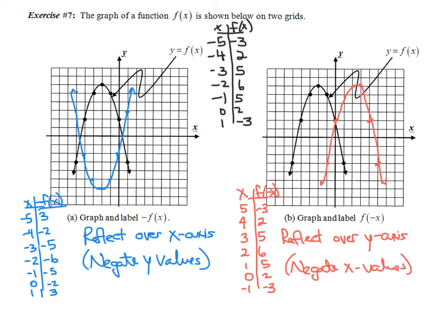Welcome back. Let's look at part A first of all. You'll notice that the blue graph is the reflection of the original graph over the x-axis. We created the new table of values by negating each of the y values. Looking at part B, the red graph is a reflection over the y-axis. We negated the x values to create our new table of values. So in class, you're going to need to be very familiar with both kinds of reflections. Make sure you understand which of them represents negative f of x and which represents f of negative x.